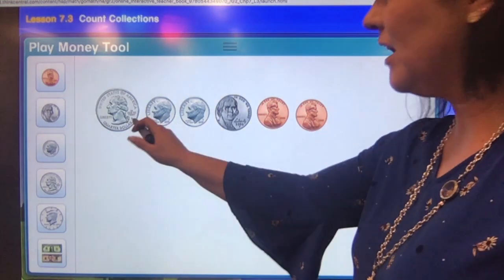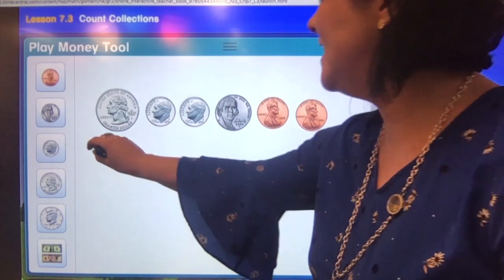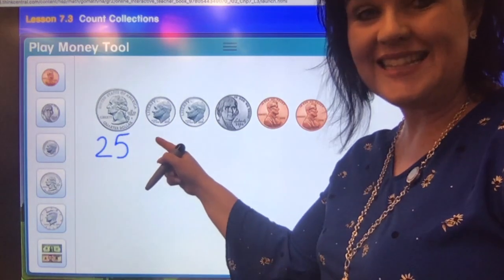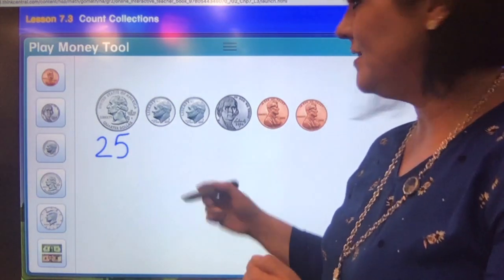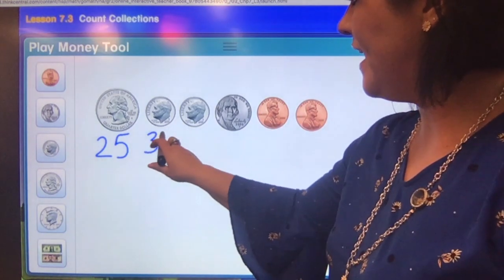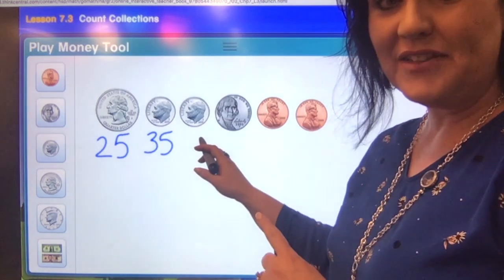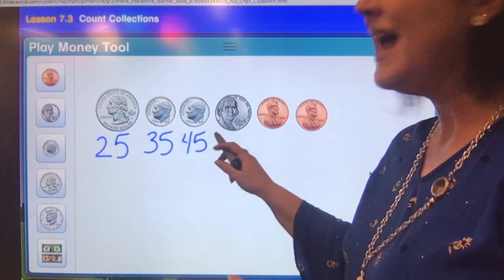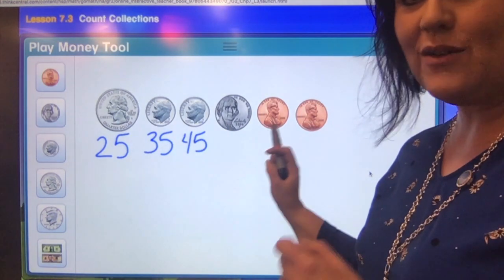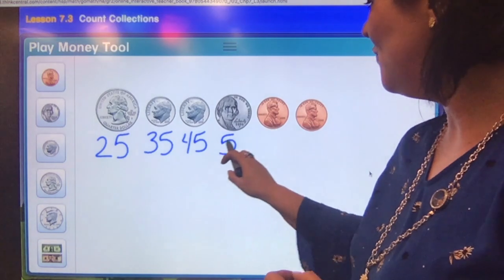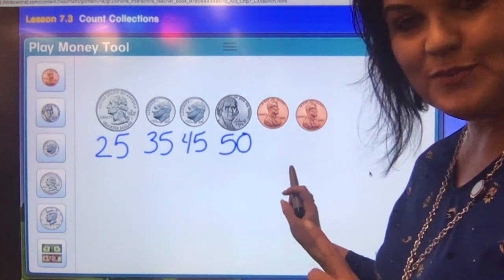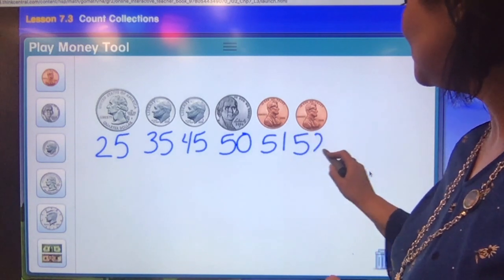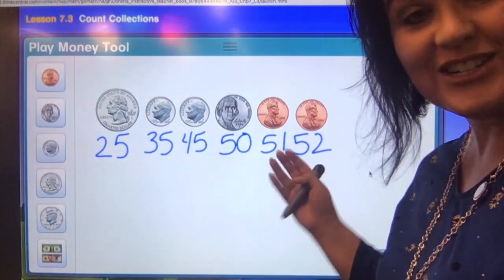We're going to start with our quarter, which we know is 25 cents. 25, and then we're going to go to the dime, add 10 cents more on, 35, another 10 cents, 45, just 5 cents more, which would make it what? Ooh, we got to 50, and we have to add our 2 pennies, 51 and 52. The value of this coin collection is 52 cents.